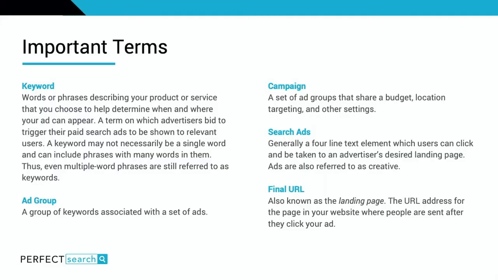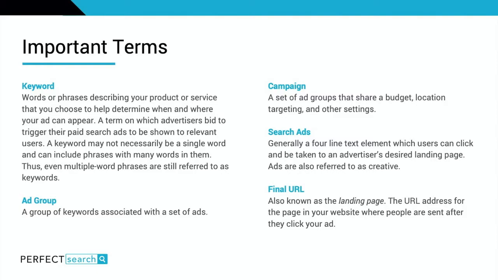Next, we'll move into terminology. So we'll cover a couple of the different main terms that you might see when you're in an account, and also look at some of the key metrics that we look at. So first here we have keyword. Keywords are the words or phrases describing your product or service that you choose to target. And when a searcher is searching for those keywords, your ad is then eligible to show at the top of the search engine results page.